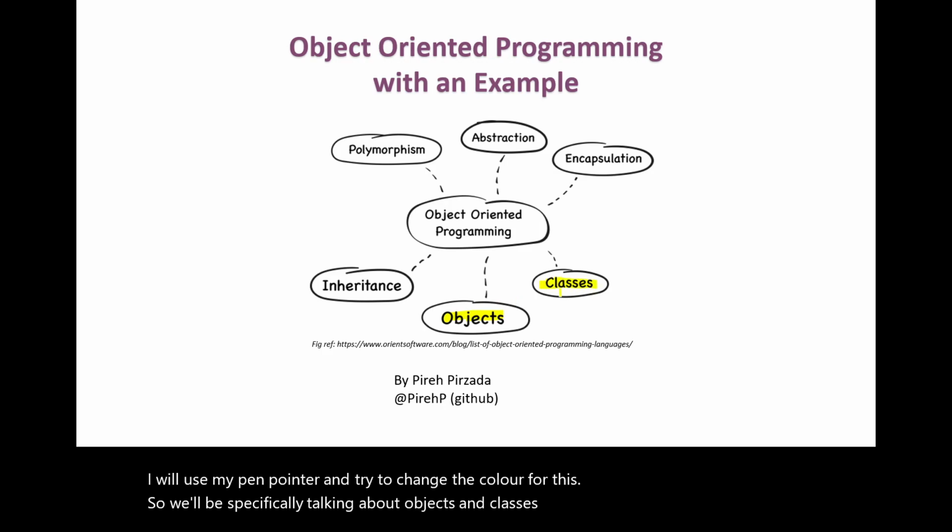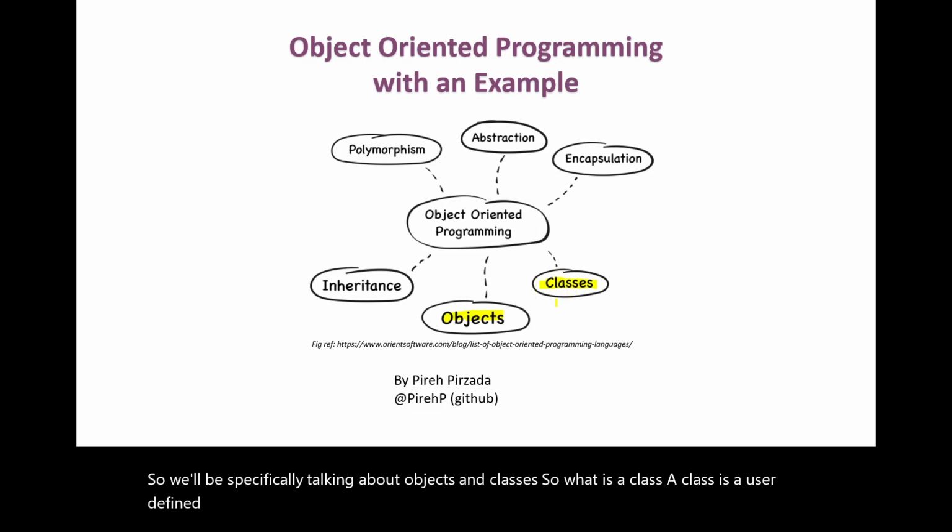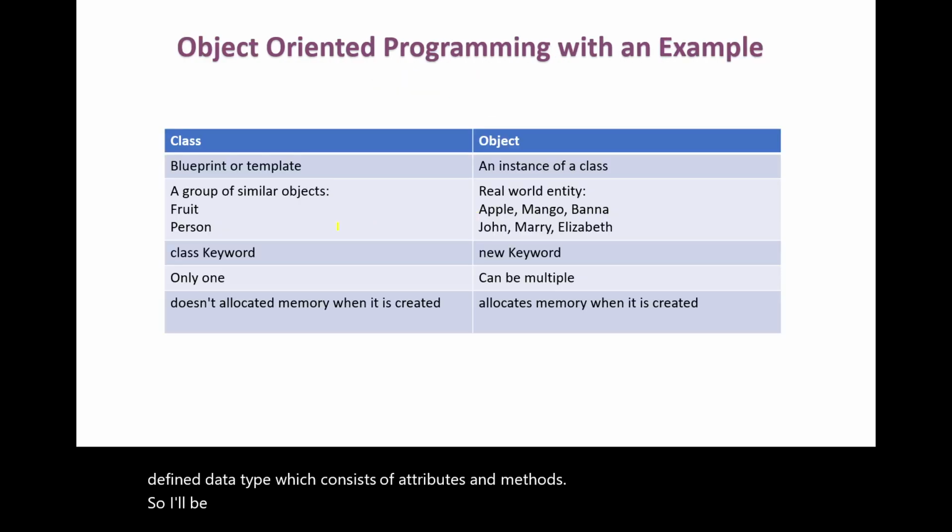So what is a class? A class is a user-defined data type which consists of attributes and methods. So I'll be moving on to the next slide. So you can describe a class as a blueprint or a template, and an object is actually an instance of that class.